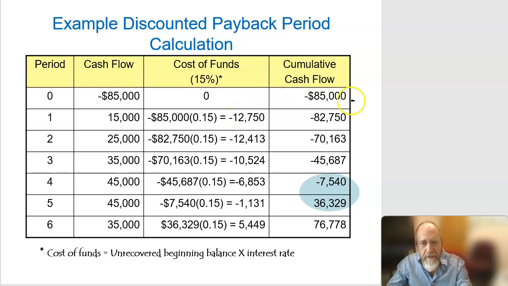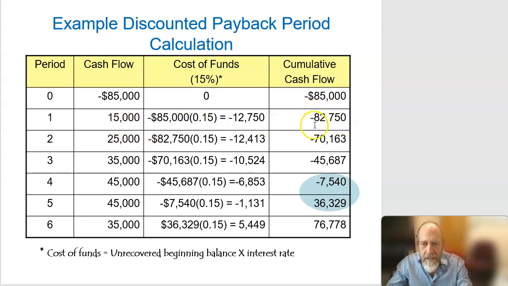Start with a negative 85. 15% of the 85 right there is negative 12,750. Cash flow is positive 15,000. The cost of the money was negative 12,750 for that first year, and that left you with negative 82,750 here. And you just repeat year after year.